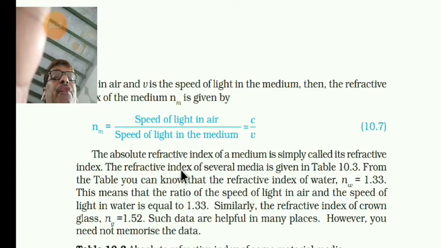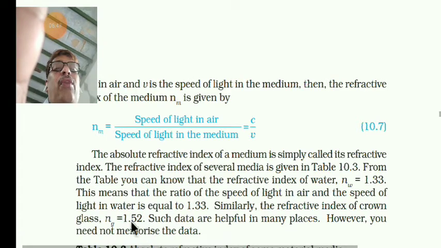The refractive index of several media is given here. You know that the refractive index of water, Nw, is 1.33. This means that the ratio of the speed of light in the air to the speed of light in the water is equal to 1.33. Similarly, the refractive index of crown glass, Ng, is 1.52.